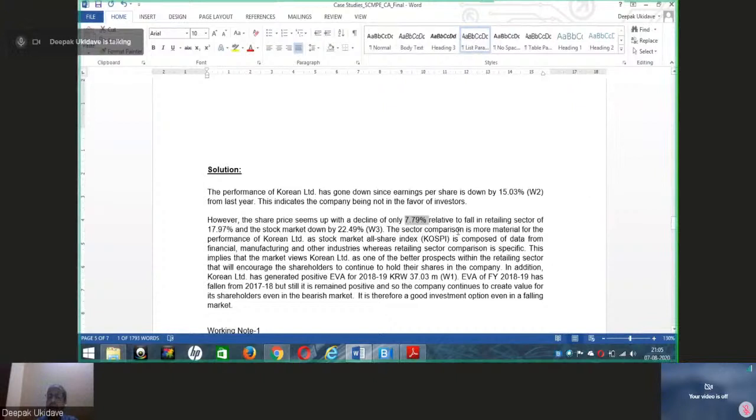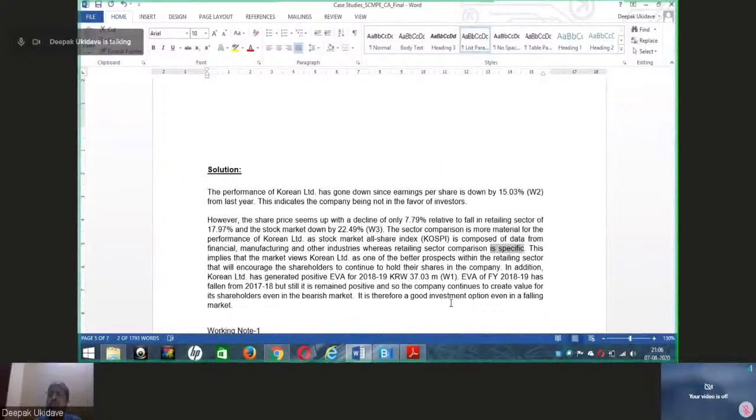The sector comparison is more material for the performance of Korean Limited as the stock market all share index is composed of data from financial, manufacturing and other industries, whereas the retailing sector comparison is specific. This is the point I was explaining to you, that when you compare the sectoral index, that is more representative because it consists of all companies in that business segment only. And therefore, the all share market index may not be as relevant as the sectoral index. This is the point you are driving.